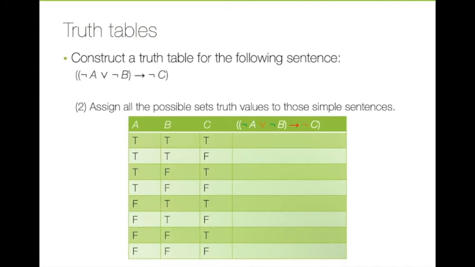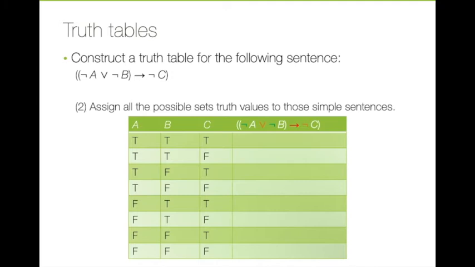Looking at this sentence, I see that the outermost parentheses take scope over the conditional. So that's my main connective, and I've marked it in red. I like color coordinating. Sometimes that helps for organization. It is not required. So we know what our main connective is.